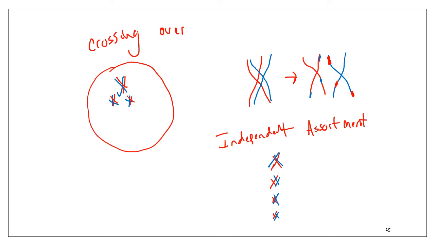So we know we have 2 sets of double chromosomes right here. Well, the blue one could end up going over here, and the red one could end up going over here. But the opposite could be true. The red one could have ended up over here, and the blue one could have ended up over here, right?